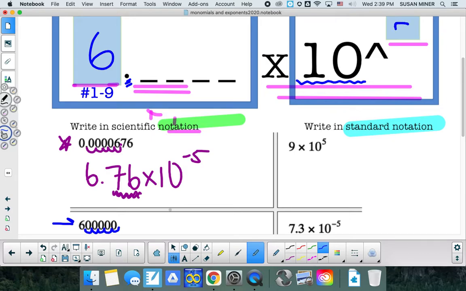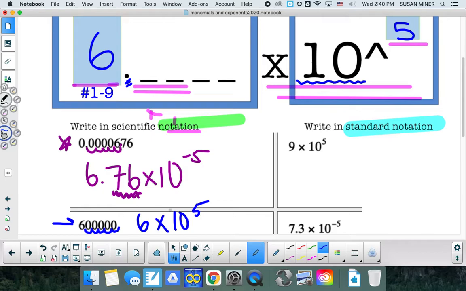And this one's going to be a positive exponent because I have a number that's greater than 1. I'm moving my place value, greater than 1 this time in order to have scientific notation. And so in this case, even if I put these zeros here, that doesn't mean anything. There was only zeros there to begin with. And so my scientific notation this time is 6 times 10 to the 5th power. And there's my scientific notation.